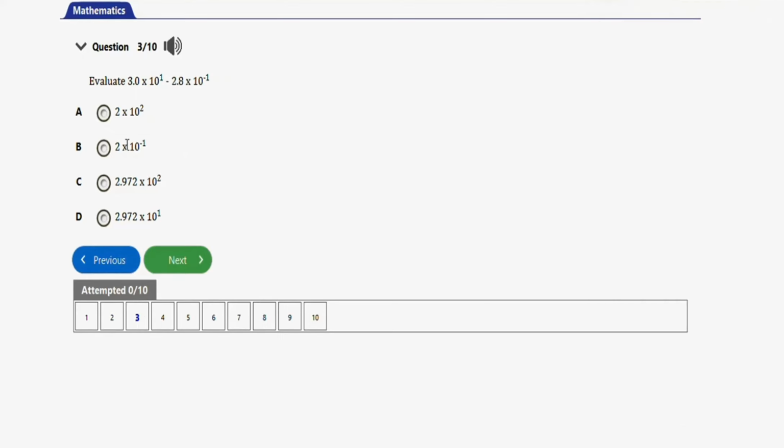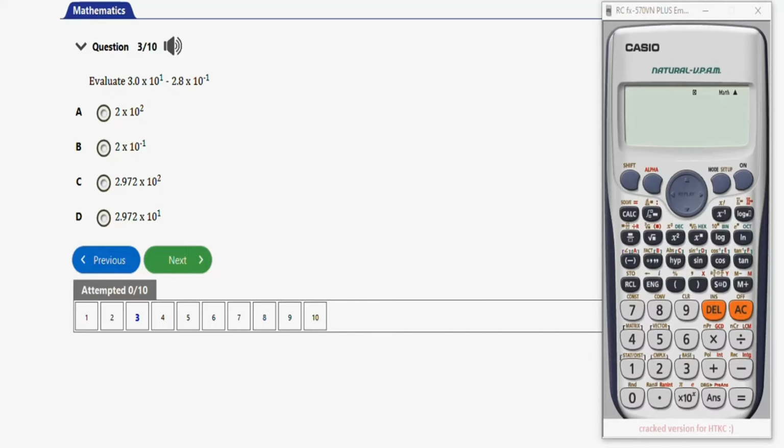It says evaluate this value minus this value. So let's bring the calculator again and punch this. This time around we have 3.0 times 10 to the power 1. Let's just put 10 to the power 1, which is 10. Let's just put it minus 2.8 times 10 to the power negative 1. So that's what we have there.